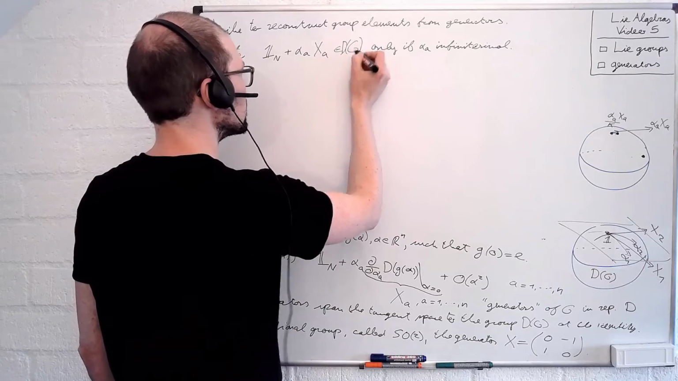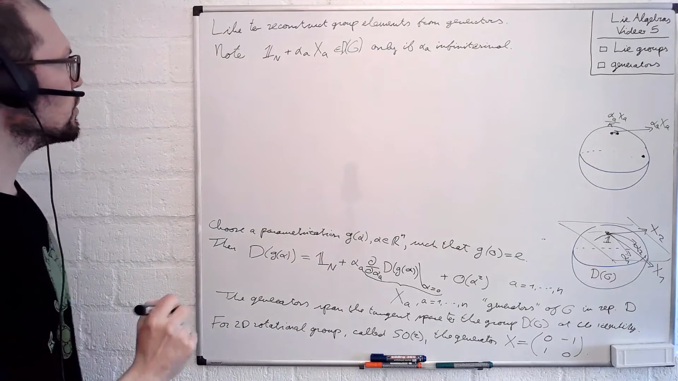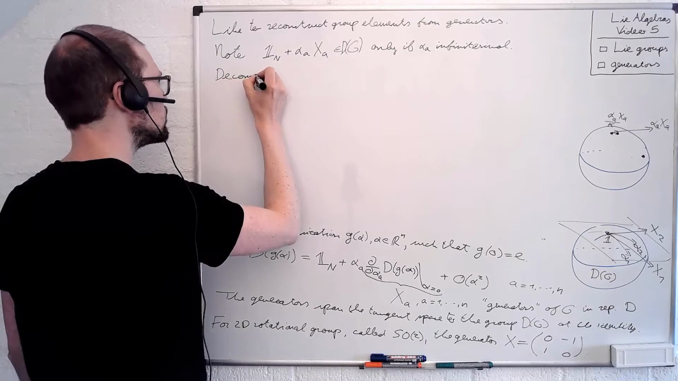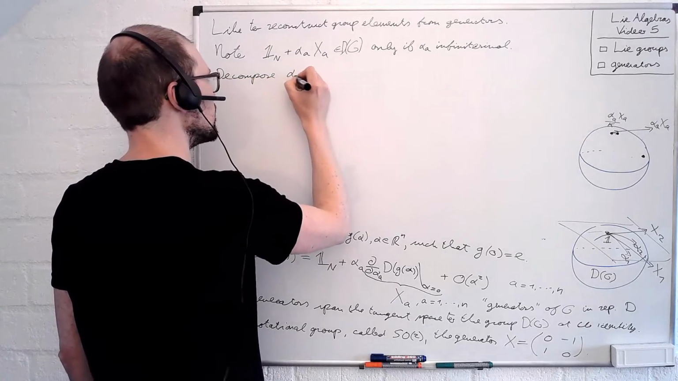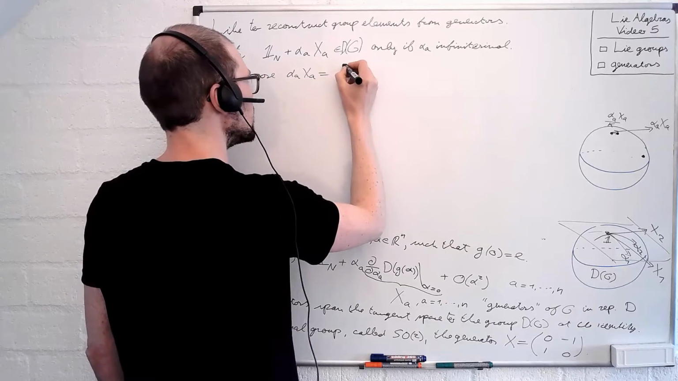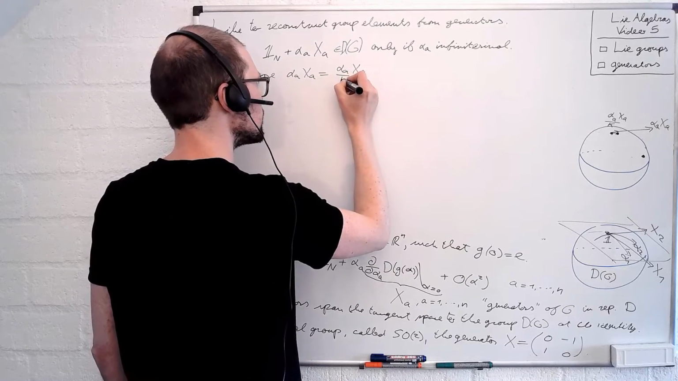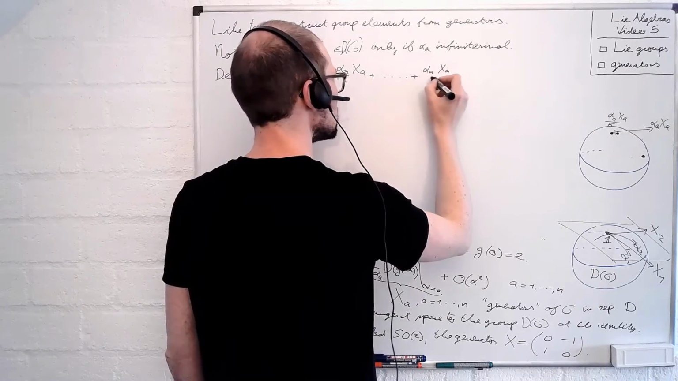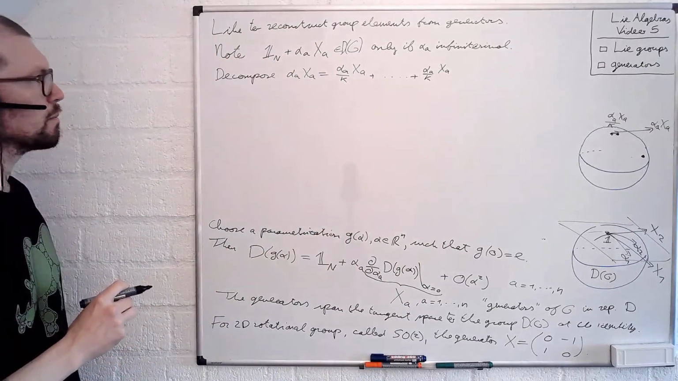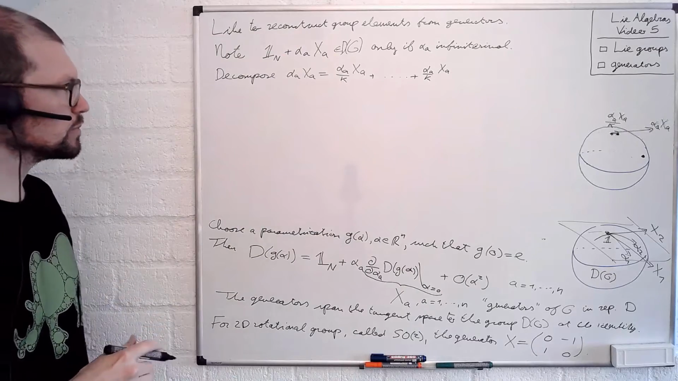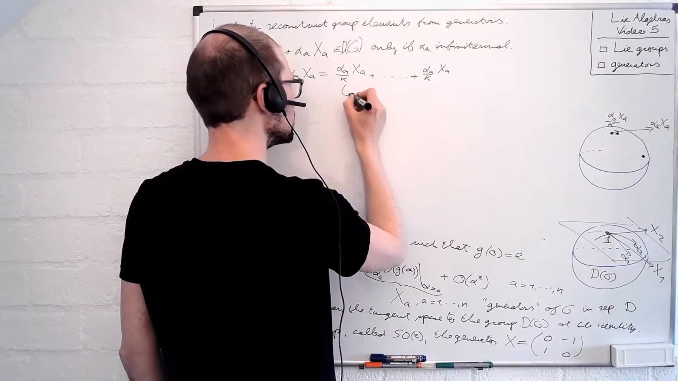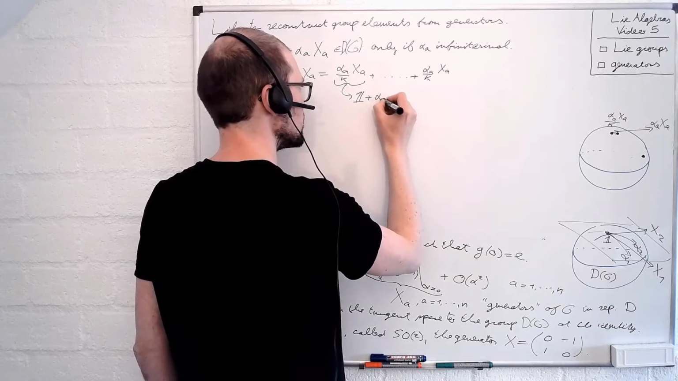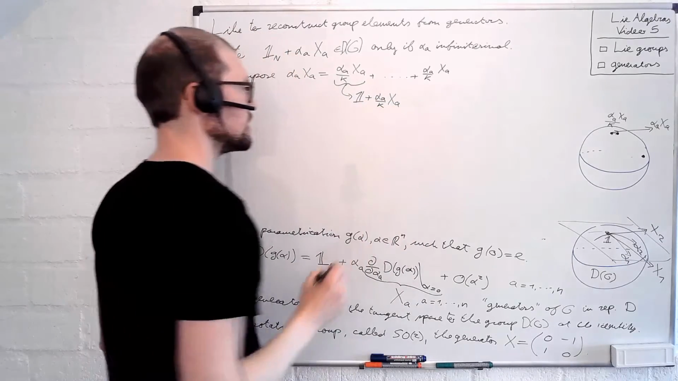Maybe I should write here the representation of the group. What we're going to do is decompose alpha A XA as a sum of K identical terms, which we can naturally associate to group elements. So we want to associate each of these terms to the group element that is the identity plus alpha A over K XA.